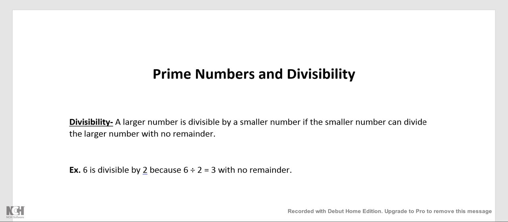Divisibility is a concept we use in order to identify whether or not a number is prime. We say a larger number is divisible by a smaller number if the smaller number can divide the larger number with no remainder. So for example, we say 6 is divisible by 2 because 6 divided by 2 equals 3 and it has no remainder. It's a simpler concept to see when you see the division equation written out, but it gets harder to determine divisibility as the numbers get larger.